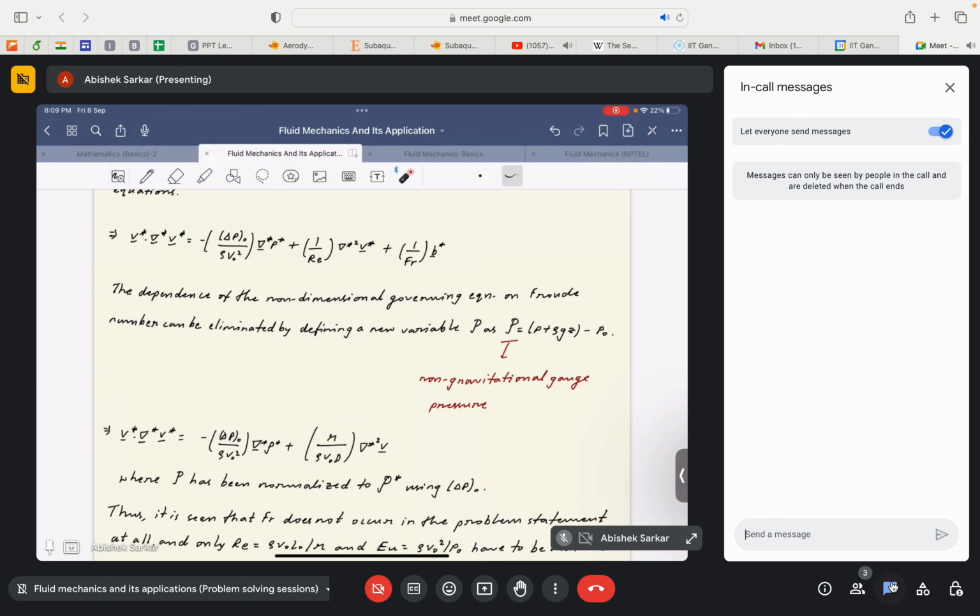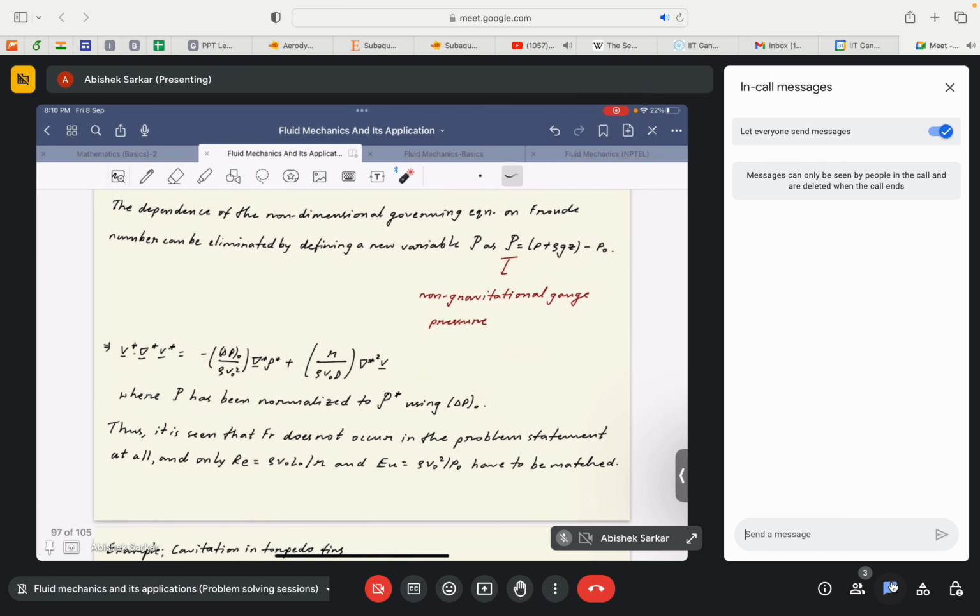to p plus rho z minus p naught, where we will see that if we take the derivative of this term, the rho g term comes into the picture, which is indeed the body force term, right? So yes, I guess it is clear. After doing the required simplification, we see that the equation has been simplified with these two non-dimensional numbers as the coefficients.